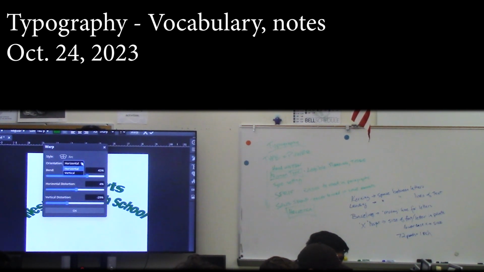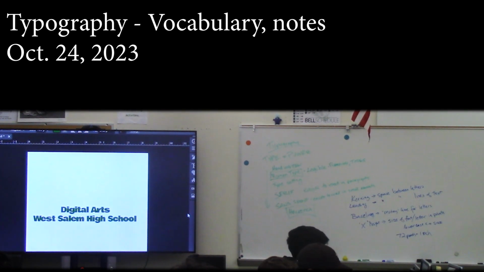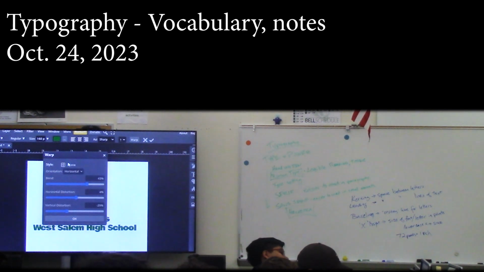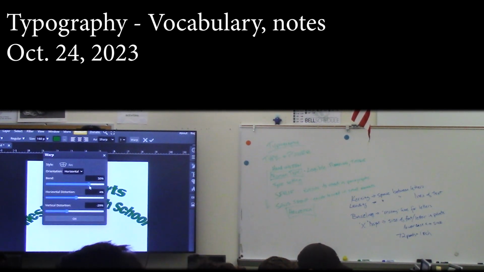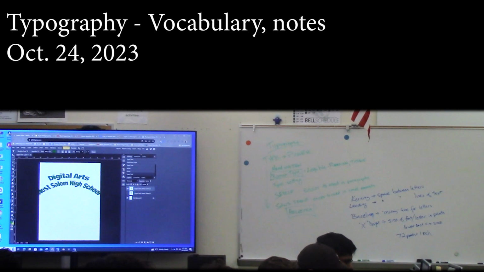I also have a bunch of other different ways to distort the letters, but I like that. I thought I clicked OK, but apparently I didn't. Let's try that again. Warp, arc, I click OK. There we go. So now I've got two ideas. Because it's a little big and off the page, I click on my move tool and I can resize it.